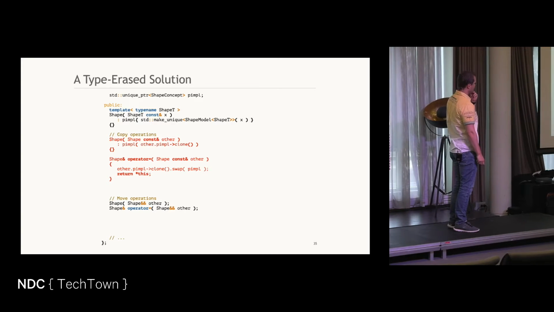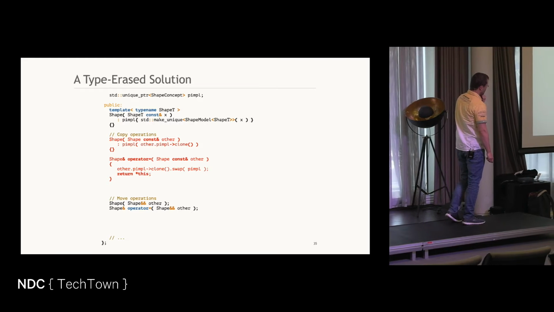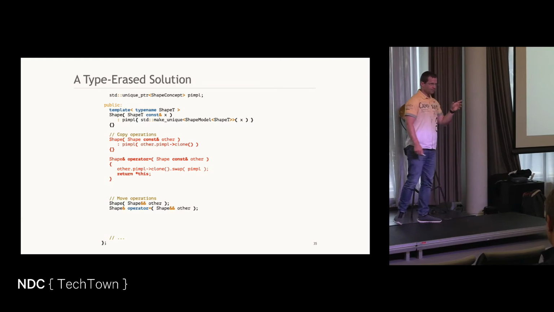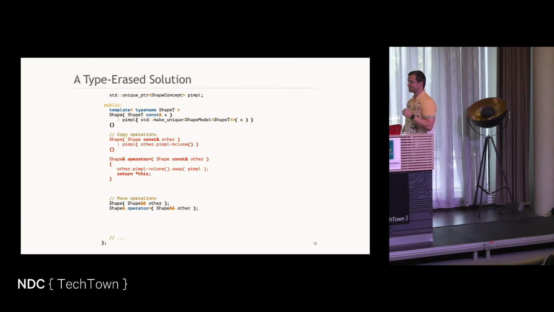All right, now the move operations. Because I have now implemented copy operations, move's actually gone. Rule of 5, so I now also have to deal with the move operations. But interestingly, this is not just a little thing. There's a lot of choices.